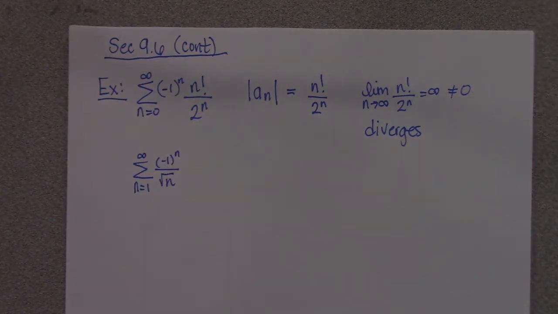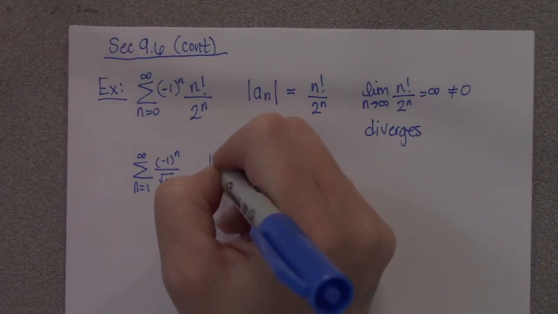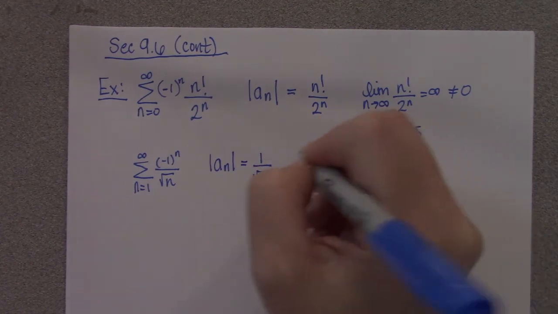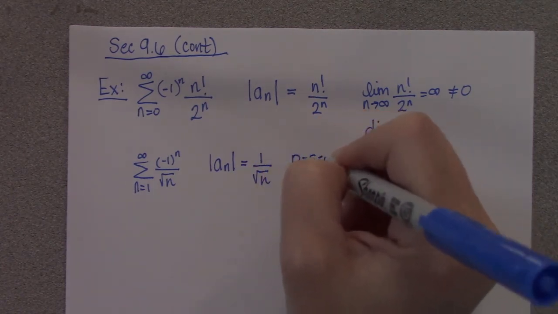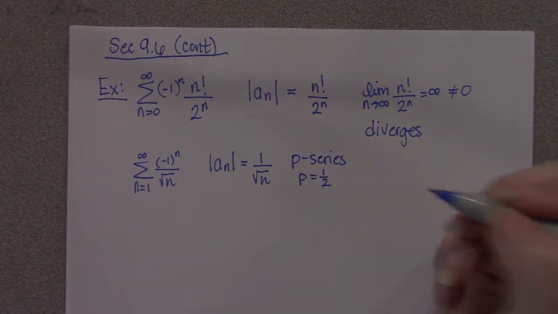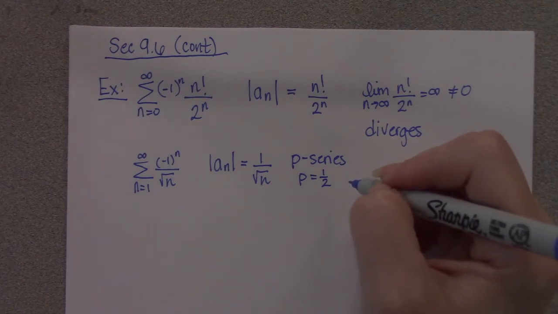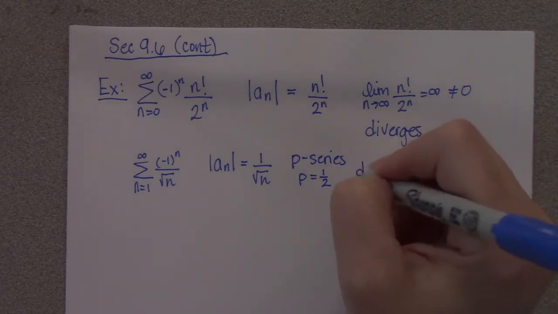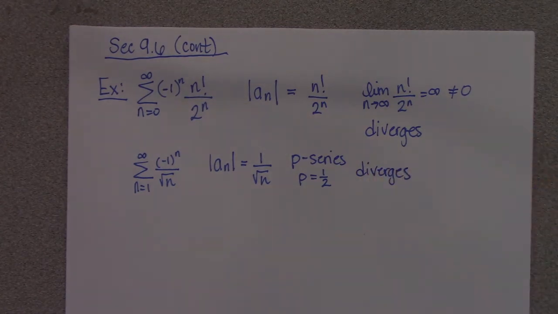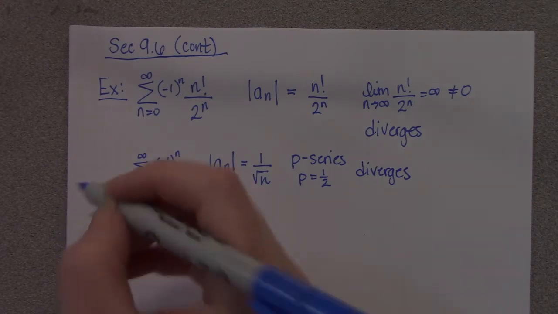Well, let's look at this. So if we take the absolute value of this, we're just going to get 1 over the square root of n. And this is a p series where p is a half, and we know that if p is between 0 and up to equal 1, the p series diverges. So this is not absolutely convergent, right?